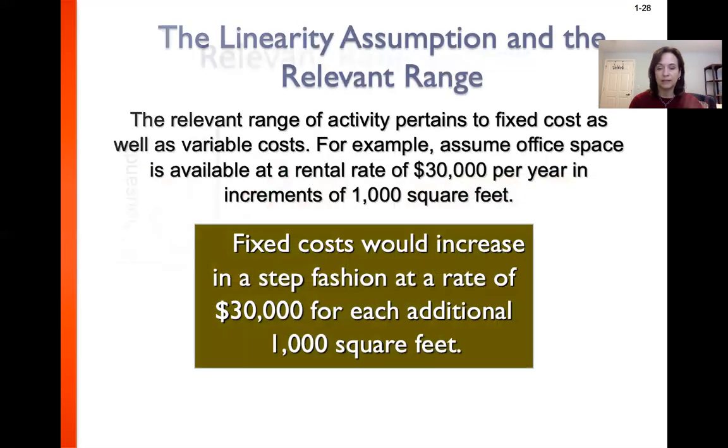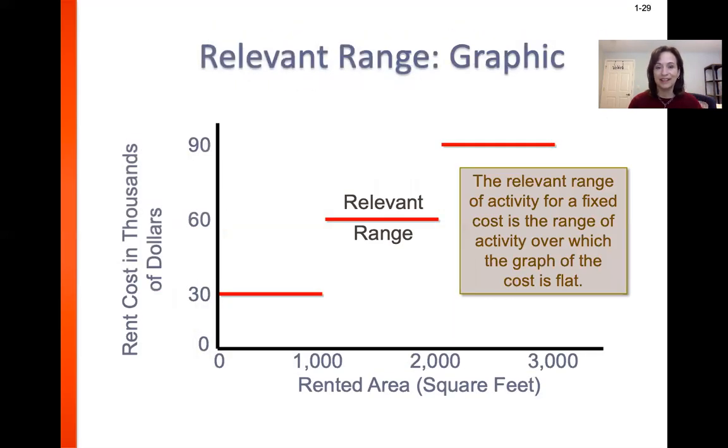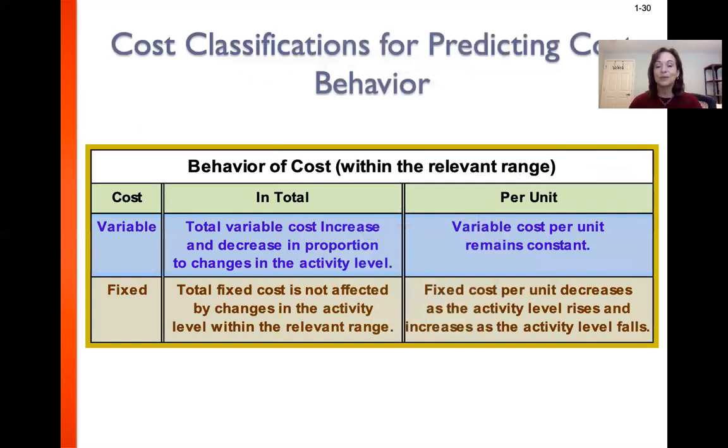I'll come back to these things. I keep skipping through these slides. So here are the definitions for both. It has to meet both portions of the definition, what it does in total and what it does per unit. If you find something that doesn't meet both parts of the definition, then that means it's a mixed cost.